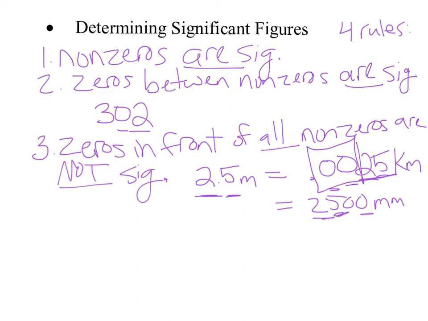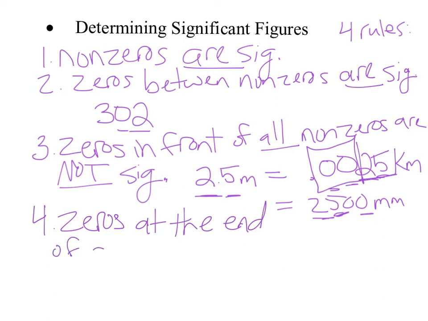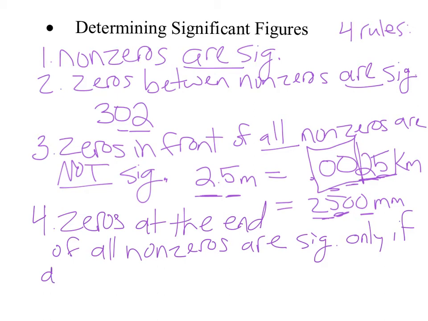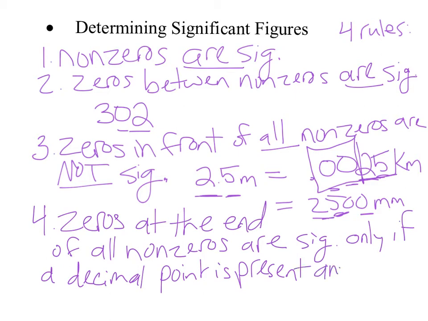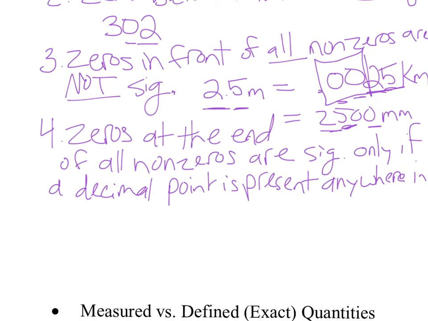So I'm going to write number 4: zeros at the end of all non-zeros. The truth is they are sometimes significant and sometimes not. So they are significant only if there is a decimal point present. And that decimal point can be anywhere in the number, anywhere. I'm going to scroll down here a little bit. Okay, so here are some examples.